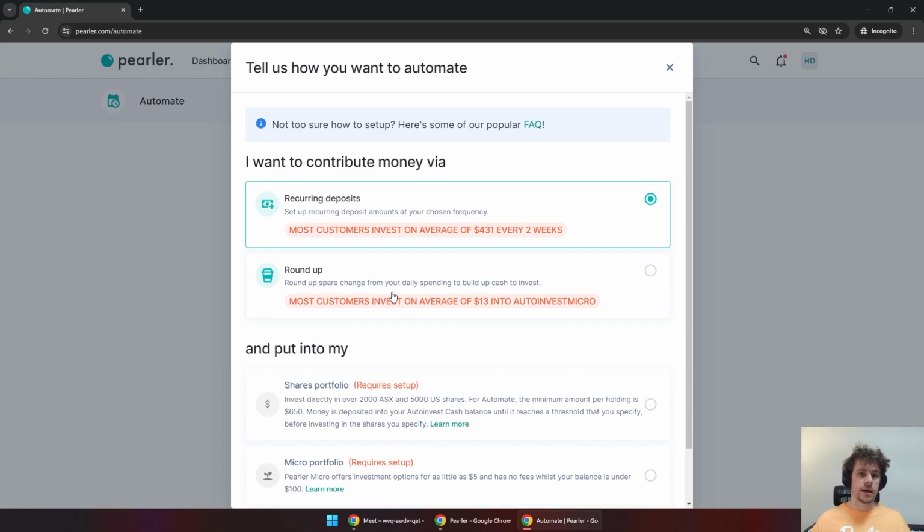And what that is, where we actually can connect to your bank account, and every single time you make a transaction, we round up that transaction and we take that amount rounded up and we invest it. So if on a Monday you go and buy a $3.30 coffee, we round that up to $4. That's 70 cents that we invest.